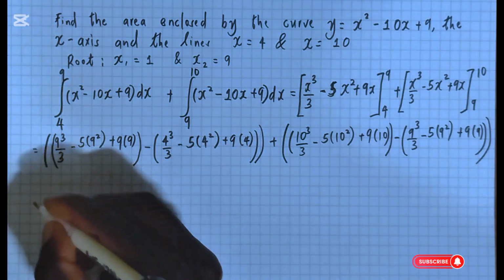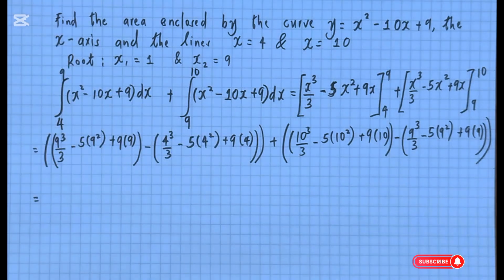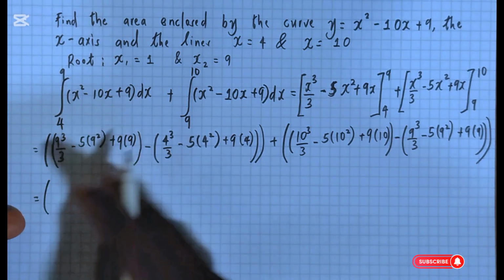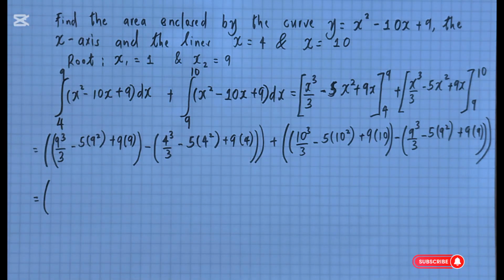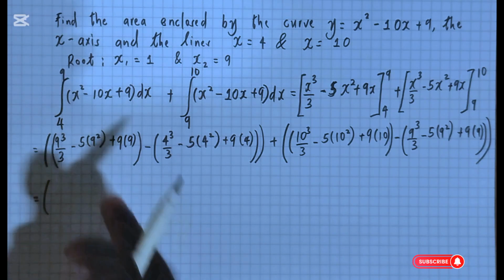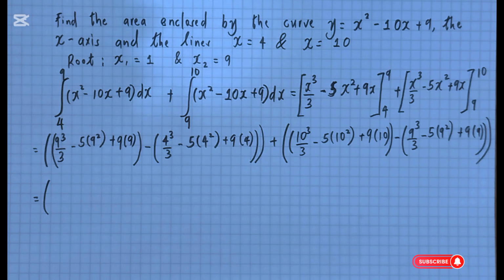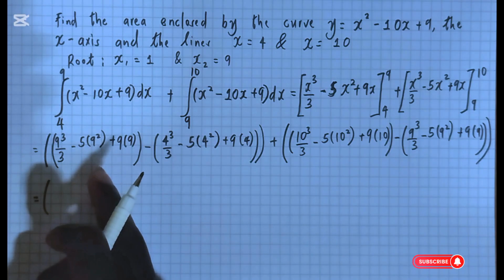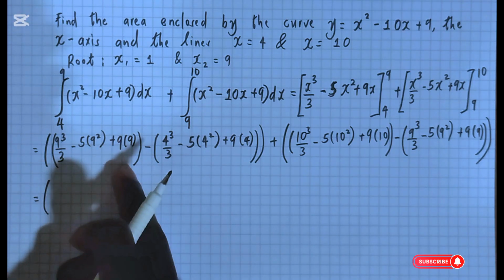We are going to simplify all of this and find the whole area of the shaded region. At this particular point, if you have a calculator, I advise that you use your calculator. So for the first bracket, we are having 9 cubed all over 3, minus 5 into 9 squared, plus 9 times 9.